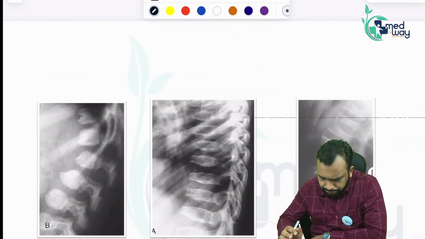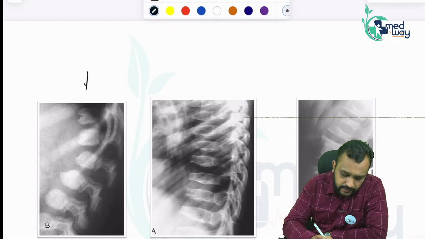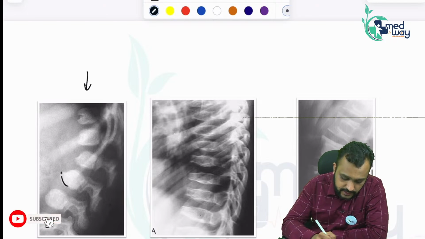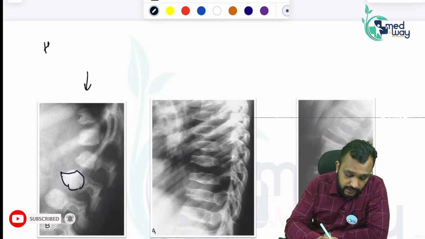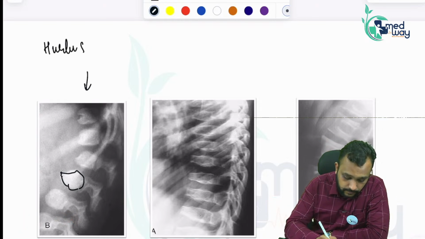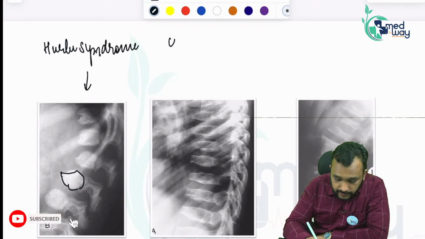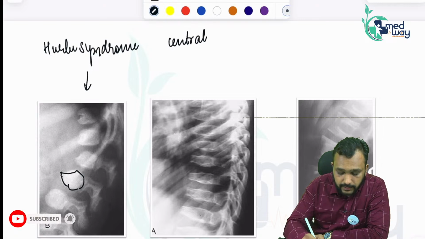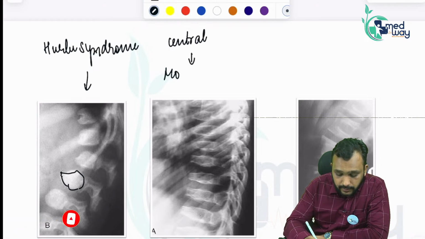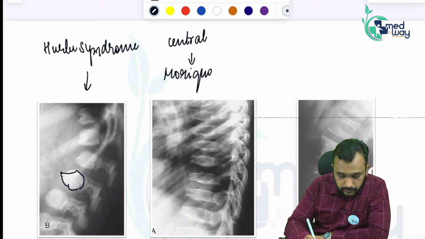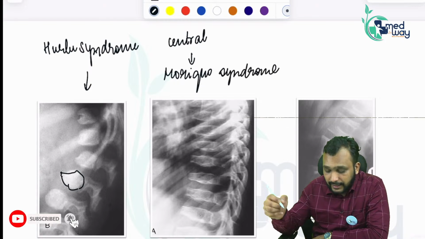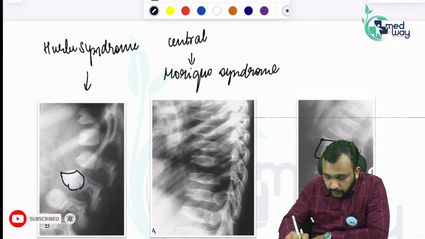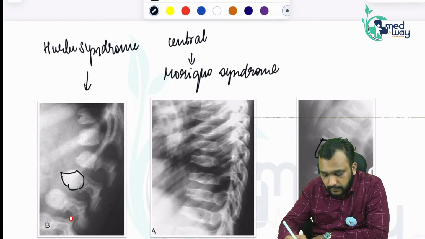All these appearances of the vertebra we had already discussed. Inferior beaking of the vertebra is seen in Hurler syndrome, right? Central beaking of the vertebra is seen in Morquio syndrome, and bone within a bone appearances.